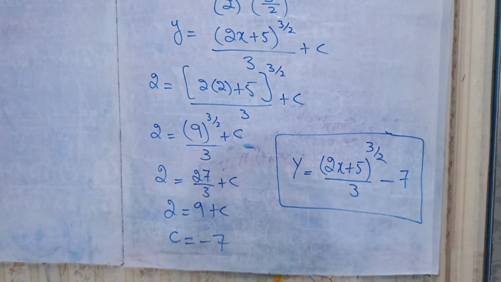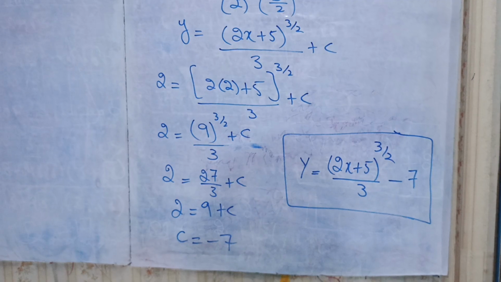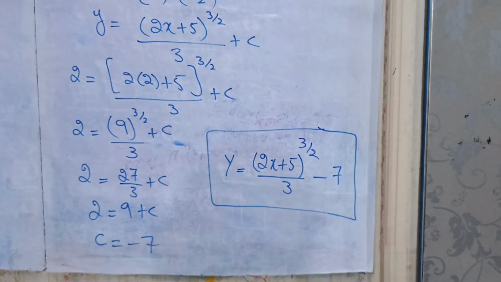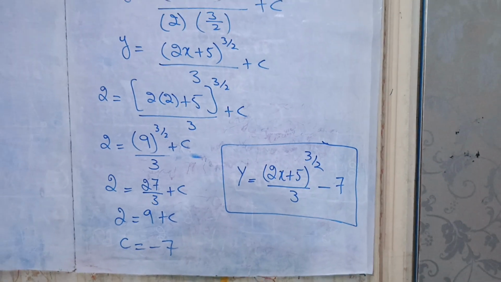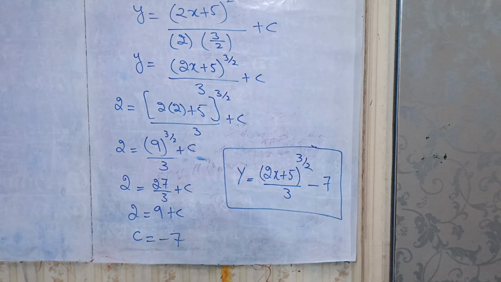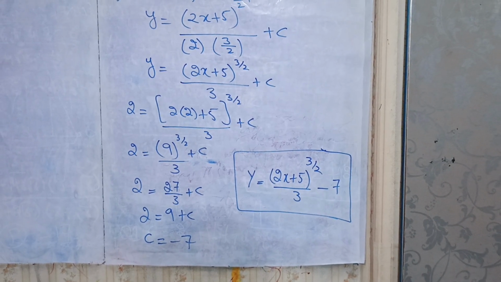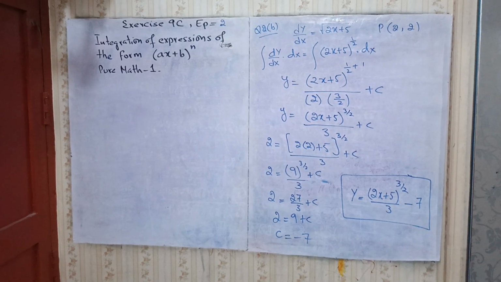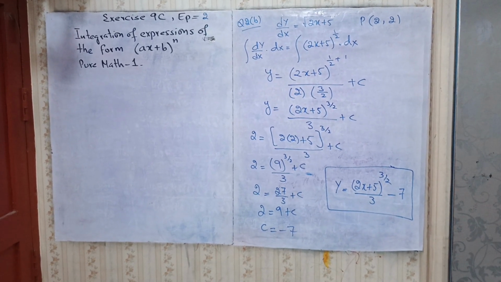And so take this 9 to the other side. 2 minus 9, that will be minus 7. So c value is minus 7. So your equation will become (2x plus 5) whole raised to power 3 by 2, the whole thing divided by 3 minus 7. So this is how you will do this question, and I hope you understand.